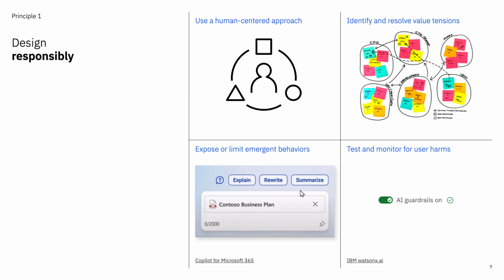This principle is all about ensuring that our product solves real user problems and minimizes harm to our users. Given the new risks posed by generative AI, designing responsibly is more important now than ever. So our first recommendation is to use a human-centered approach to make sure you're designing for the user and their actual needs. The worst thing we can do as designers is to incorporate generative AI when it's not actually solving a real user problem.